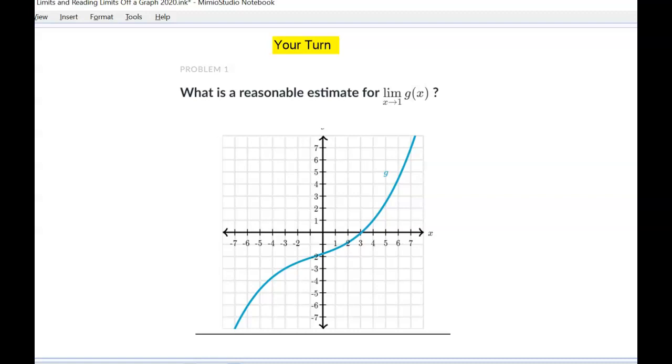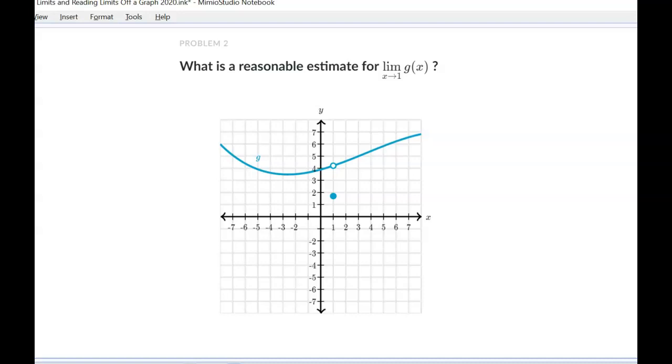Okay, hopefully you had a chance to try it. And a reasonable estimate for this as x approaches 1, approaching the left and right side, they're both approaching that open circle, which would be about negative 1 1/4 or approximately negative 5/4. Now you might have estimated negative 1 1/3, but something close to that general solution.